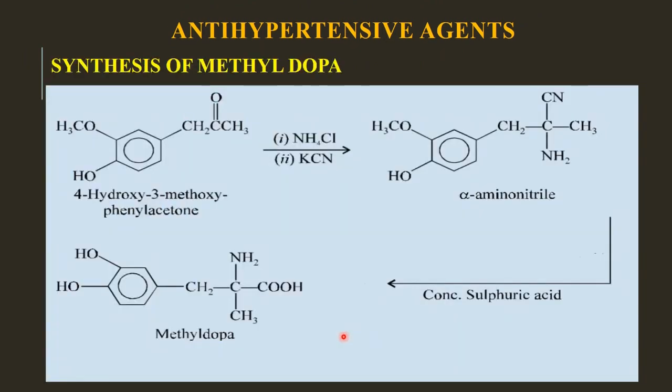Now coming to the synthesis of methyldopa. To synthesize methyldopa, the starting material is 4-hydroxy-3-methoxyphenyl acetone. This is treated with ammonium chloride and potassium cyanide. Then you will get the amino nitrile. See here, to this carbon an amino group is linked, and CN, the nitrile, is also linked. This amino nitrile is further treated with sulfuric acid, and the nitrile group gets converted to COOH. Then you will get methyldopa.